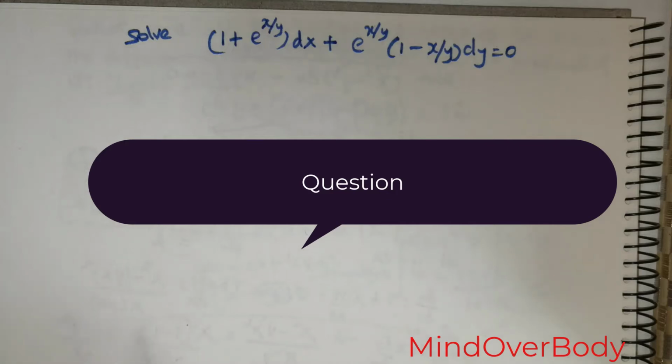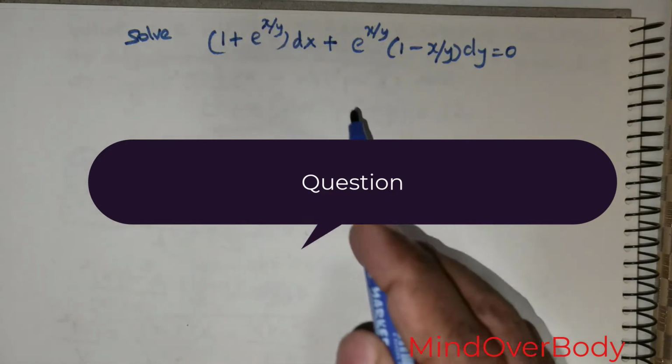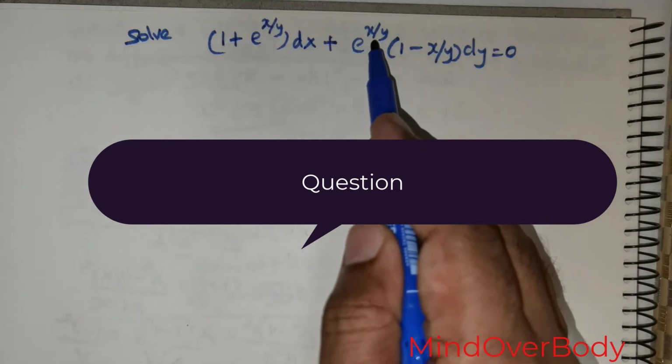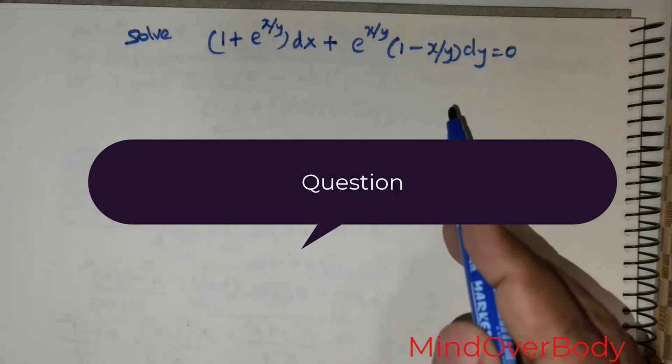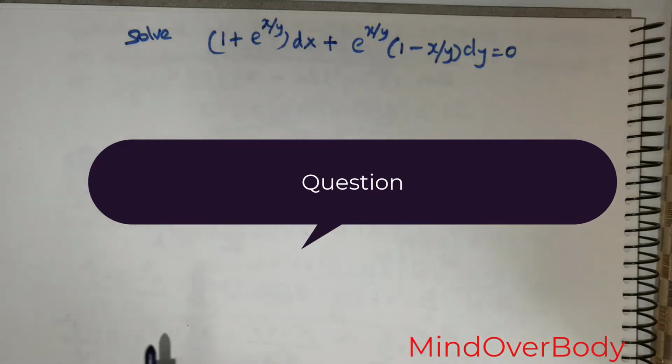Students, we have been given this question: (1 + e^(x/y)) dx + e^(x/y) (1 - x/y) dy = 0. We are expected to solve this.